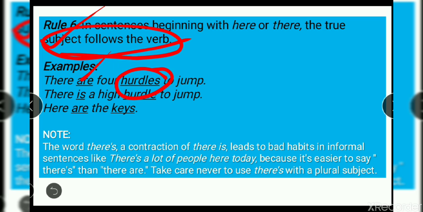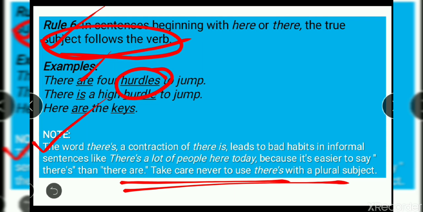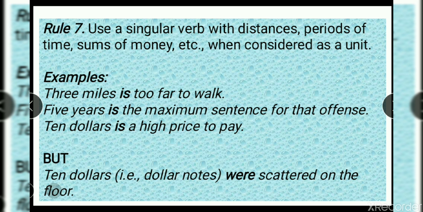Here are the keys. And here is a note which is very important, which we have to keep in mind while dealing with these rules. We will go through it. Next is rule number 7.